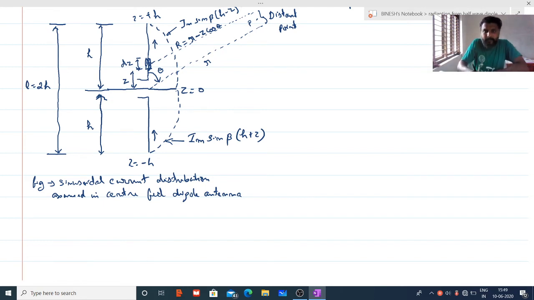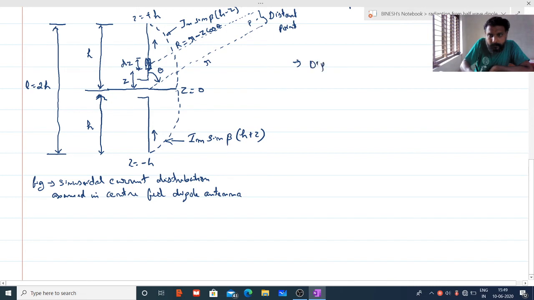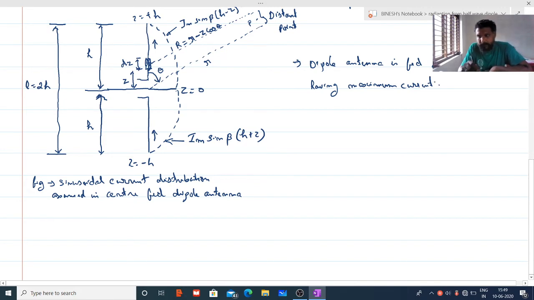I will just write that here. The dipole antenna is fed at the center, having maximum current, that is maximum radiation, in the plane normal to the axis.